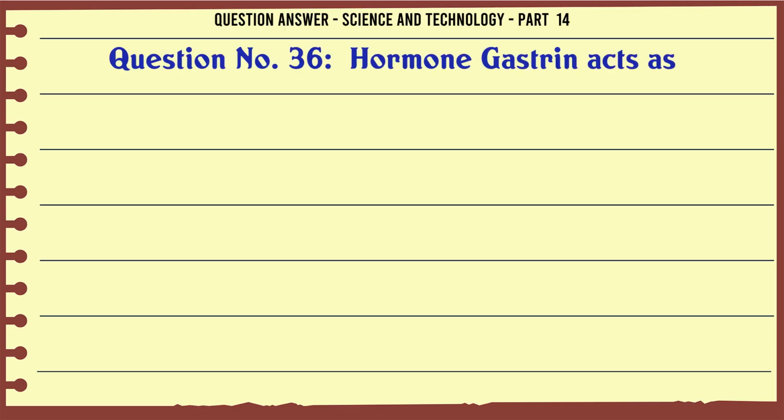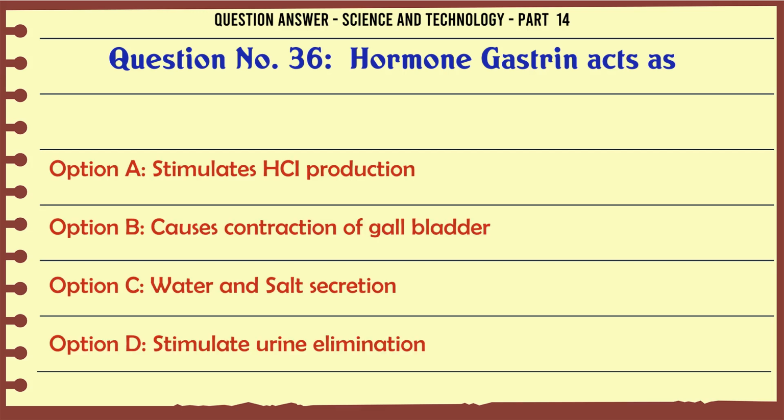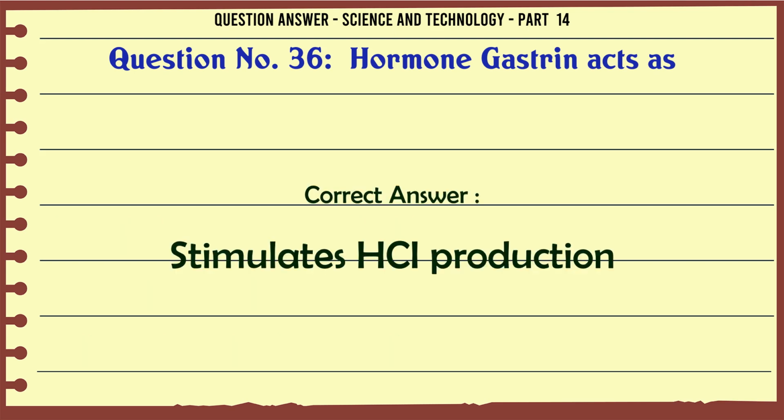Hormone Gastrin acts as A. Stimulates HCl production. B. Causes contraction of gallbladder. C. Water and salt secretion. D. Stimulate urine elimination. The correct answer is stimulates HCl production.